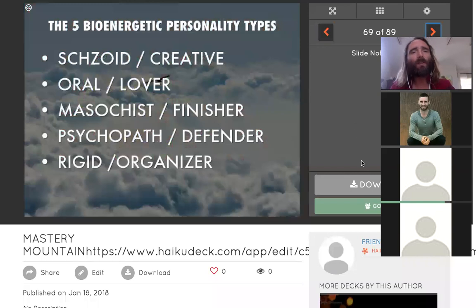All right. So these are the 5 bioenergetic personality types. They're all pretty tantalizing sounding, really, from the schizoid creative. Maybe already you're resonating with those. We'll get into them deeper in this call and then much deeper in later calls and trainings. Oral lover, masochist finisher, psychopath defender, and the rigid organizer. These are our 5 types.